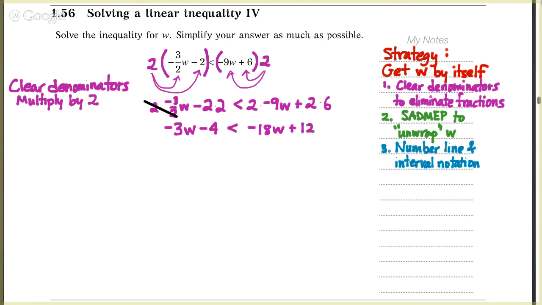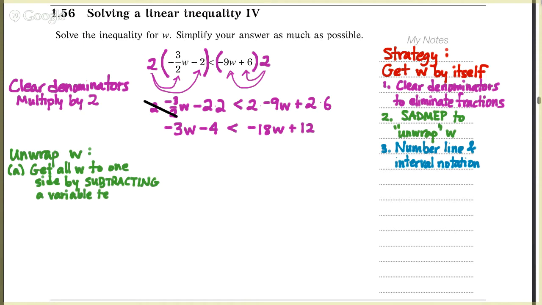Now we just need to get that W by itself. And getting W by itself requires a two-step process. The first step of the process is to get all the W's onto one side of the inequality. We can't do anything until we get the W's in one place. And anytime you need to move variables from one side of an equation or an inequality to the other, subtraction is the way to do it, subtraction or addition.